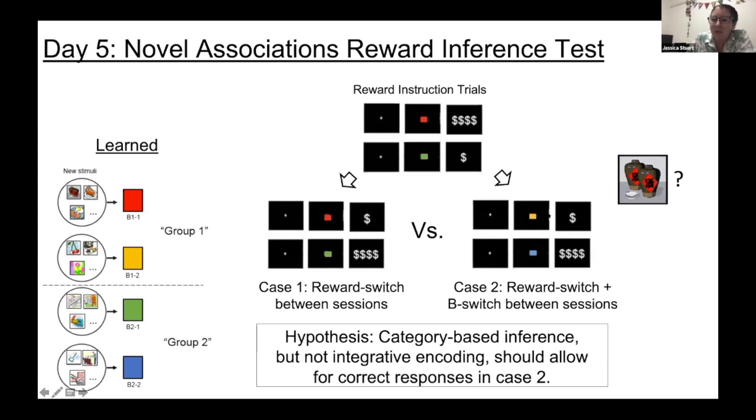However, if you use more of an integrative memory kind of strategy here, the sake novel stimulus has never been seen directly with the B12, the yellow stimulus. So this means there's literally no memory in which these two are connected to each other. So then there's no way that they can update the information that they learned in the last trial, where they saw that the red was related to the large reward, so that group one is related to the large reward here. If they have to integrate memories, they have to already have a memory between the sake and the yellow stimulus, but they haven't experienced this yet, so how could they integrate anything there? So we hypothesize that the category-based inference, but not integrative encoding, should allow for correct responses in the second case.